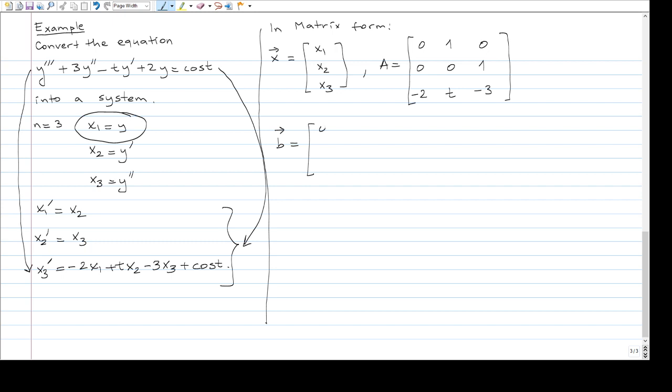In the first equation, there is no function of t. In the second equation, no function. In the third equation, we have the function cosine t. So we can write the system as dx/dt, derivative of this vector function, is matrix A times the function x itself plus the term b.